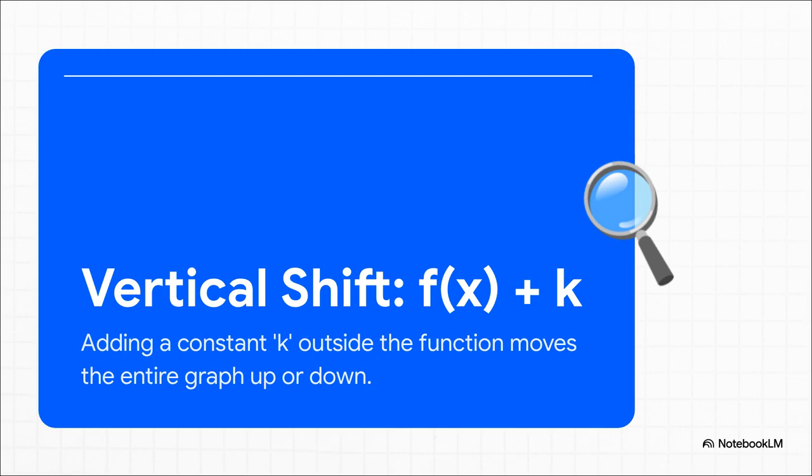When you add or subtract a number from the entire function, from the whole thing, it does exactly what you'd expect it to do. You add a positive k, the whole graph just goes up. You add a negative k, or subtract a number, and the whole graph slides down. It's direct, it's intuitive, love it.